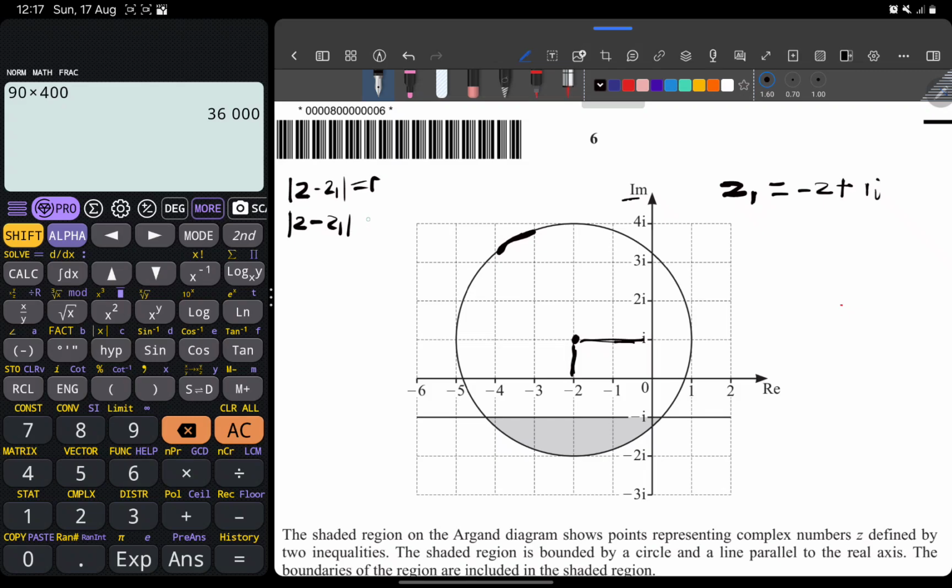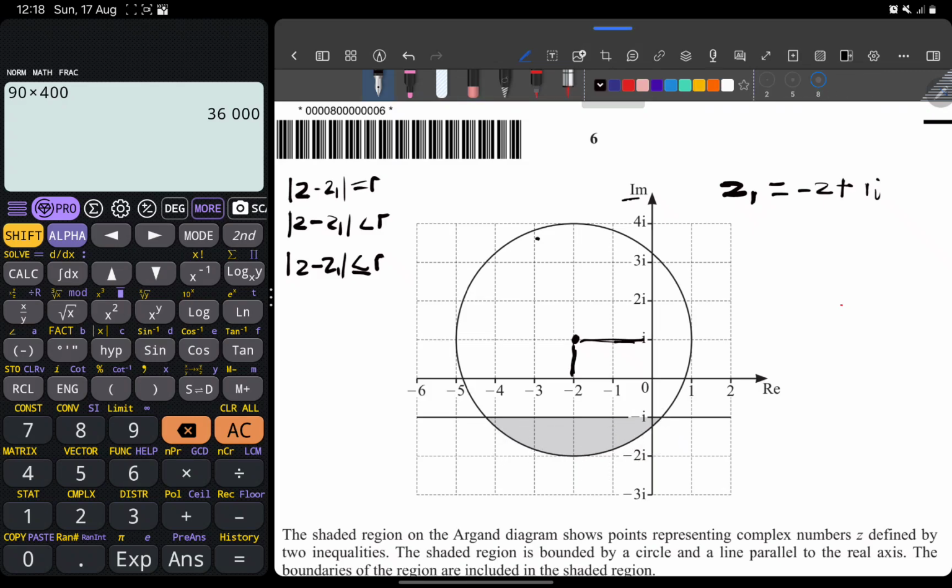Modulus of Z minus Z1 is less than R gives me points strictly inside without including the boundary, and for that, the circle would have been dashed. But now, because the circle is solid, that means I can also take the boundary. I'm shading the inside, and the circle is solid, so I'm including the boundary. So we say modulus of Z minus Z1 is less than or equal to R.